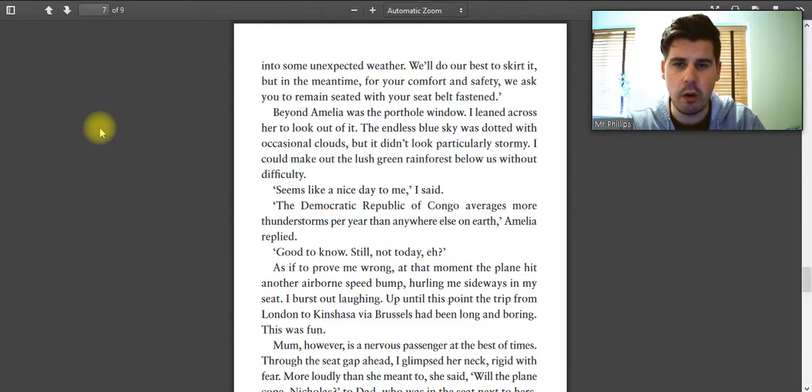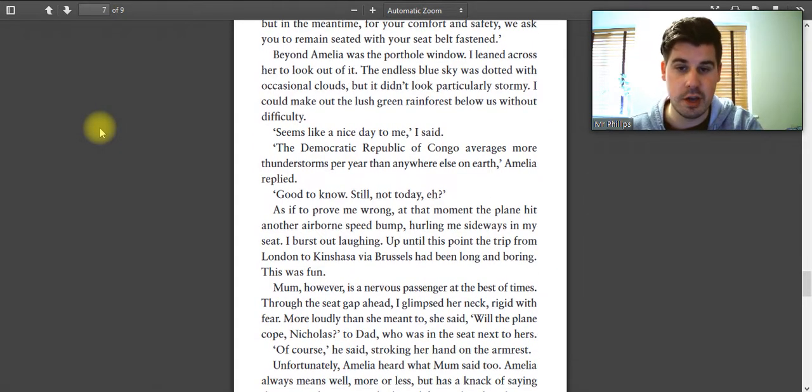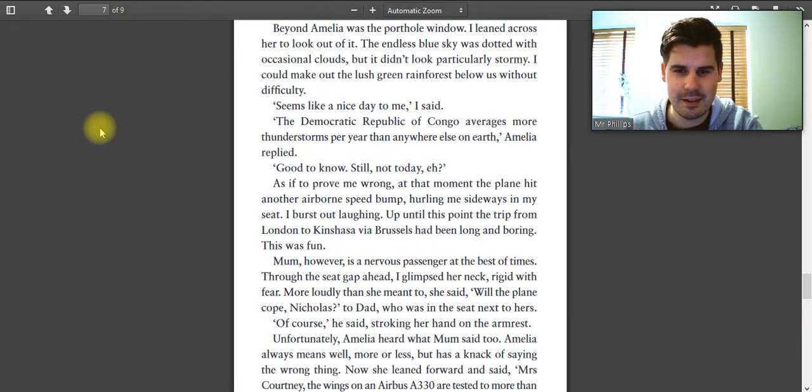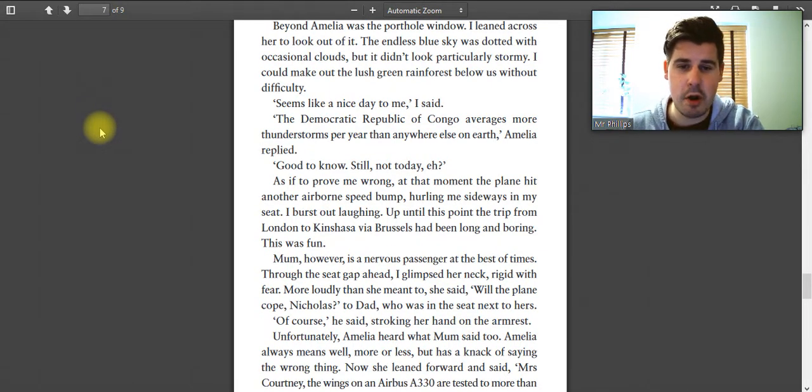Beyond Amelie was the porthole window. I leaned across her to look out of it. The endless blue sky was dotted with occasional clouds, but it didn't look particularly stormy. I could make out the lush green rainforest below us without difficulty. Seems like a nice day to me, I said. The Democratic Republic of Congo averages more thunderstorms per year than anywhere else on Earth, Amelie replied. Good to know. Still, not today, eh? As if to prove me wrong, at that moment the plane hit another airborne speed bump, hurling me sideways in my seat. I burst out laughing.